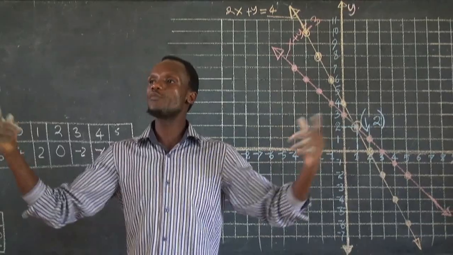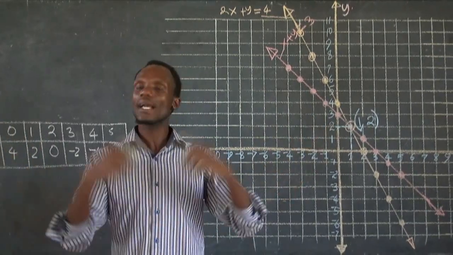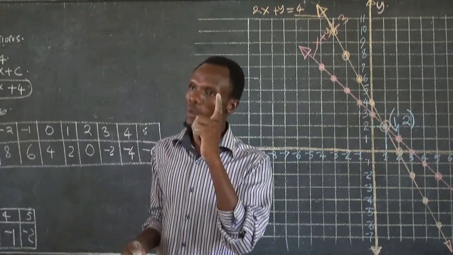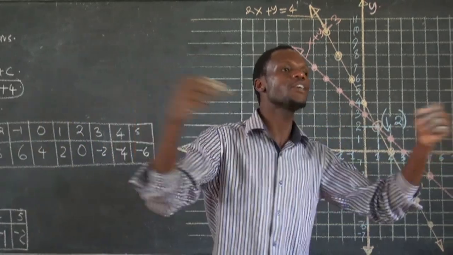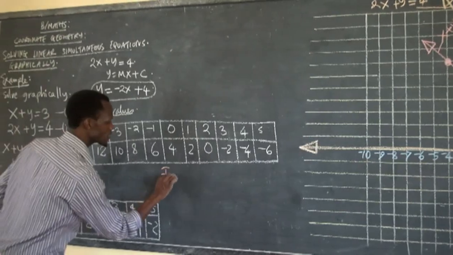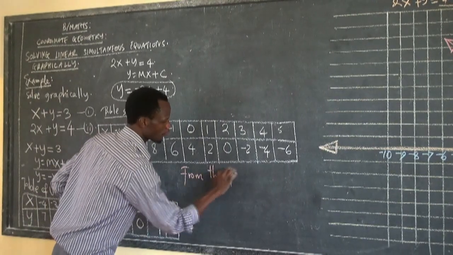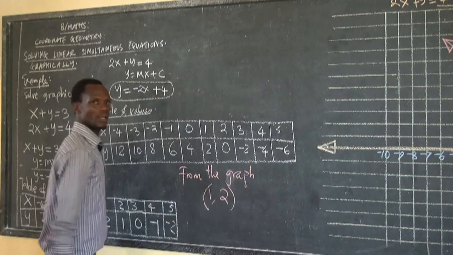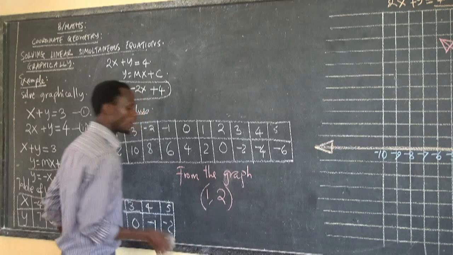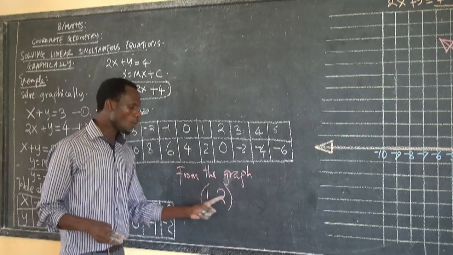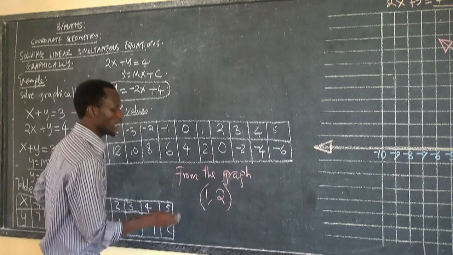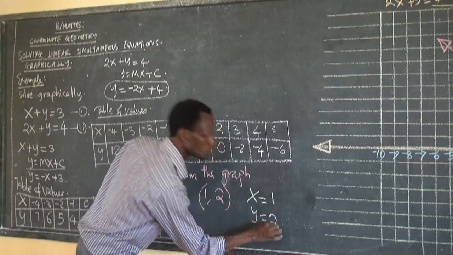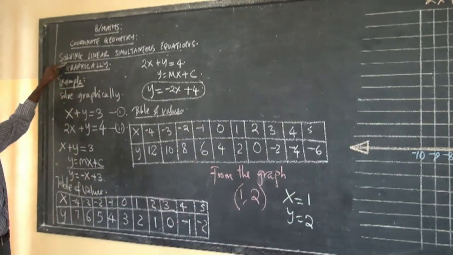And that's why we say we find the value of x and y after we have seen the point of intersection. So in a short way, we say that the point of intersection gives the value of x and y. You conclude by saying from the graph, the point of intersection is 1, 2. That is to say, the value of x is equal to 1, and the value of y is equal to 2. So this is how we solve it graphically.